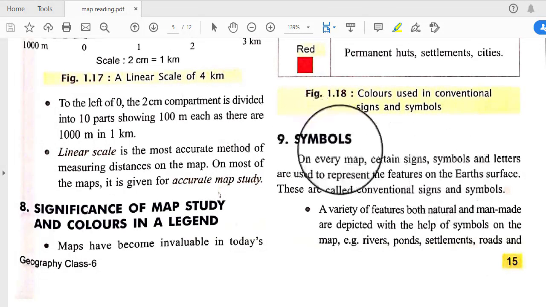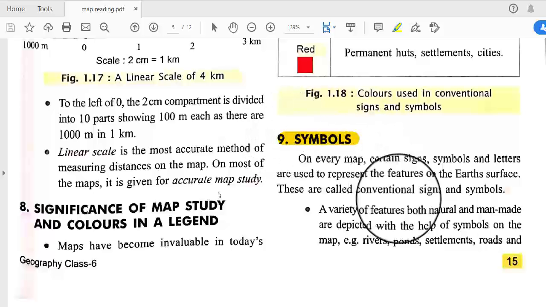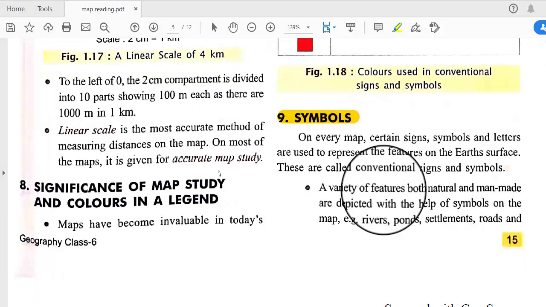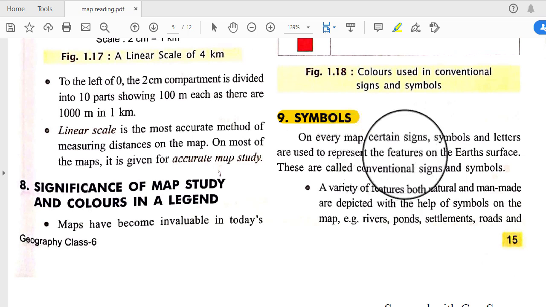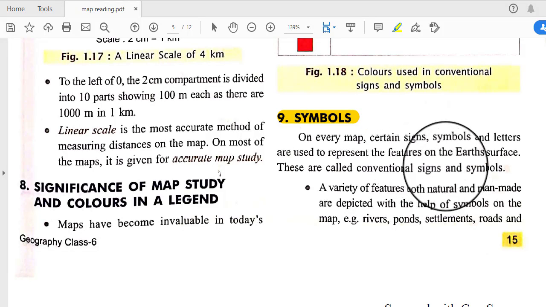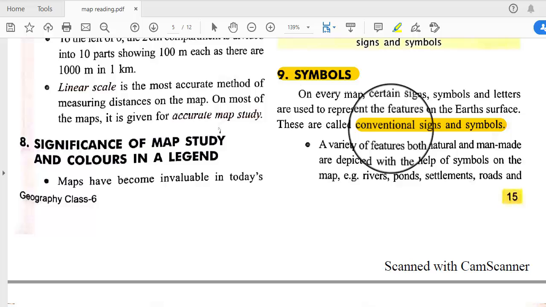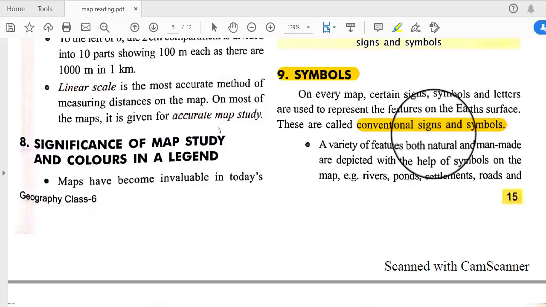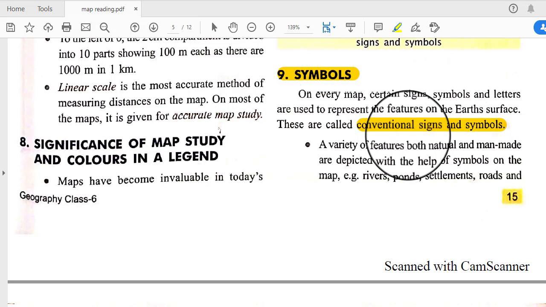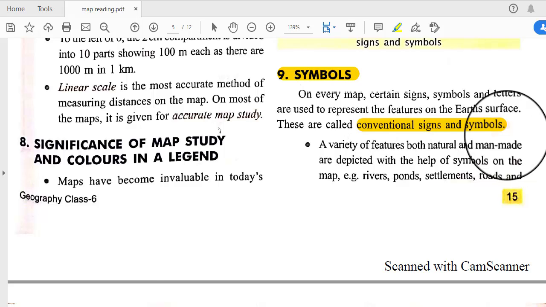So today we will continue our study of symbols. On every map, certain signs, symbols and letters are used to represent the features on the Earth's surface. We use various kinds of signs and symbols to represent any kind of feature, and these are called conventional signs and symbols. Some signs and symbols are internationally accepted, and they are called conventional signs and symbols.